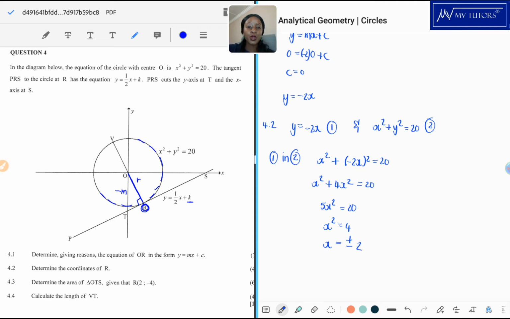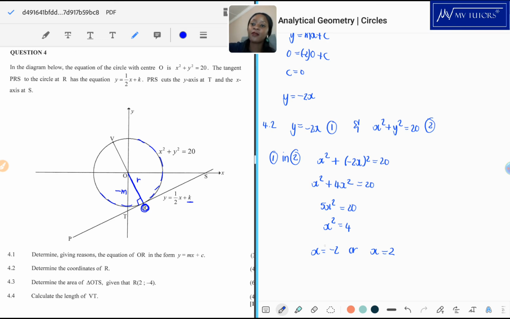So, but what would R be? Remember, they want the coordinates of R, not just the x value of R. So this R is on the positive side. Okay, let me rather put it like this. Because we are looking for R, we're going to say x is equal to negative 2 or x is equal to 2.